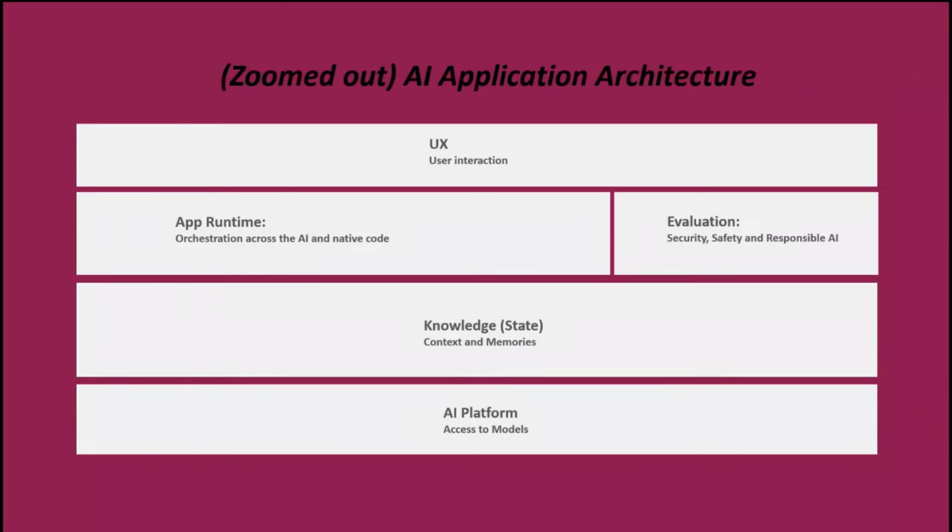So where does Semantic Kernel fit in? This is a very high level architecture. Hey, I've got my UX, my app runtime, my knowledge or state for these contexts and memories, and my AI platform at the bottom. And over here, I've got this evaluation. This is where Azure OpenAI specifically has a lot of value, around security, safety, and responsible AI. So we have these layers built onto Azure OpenAI that not only, number one, keep your information yours.